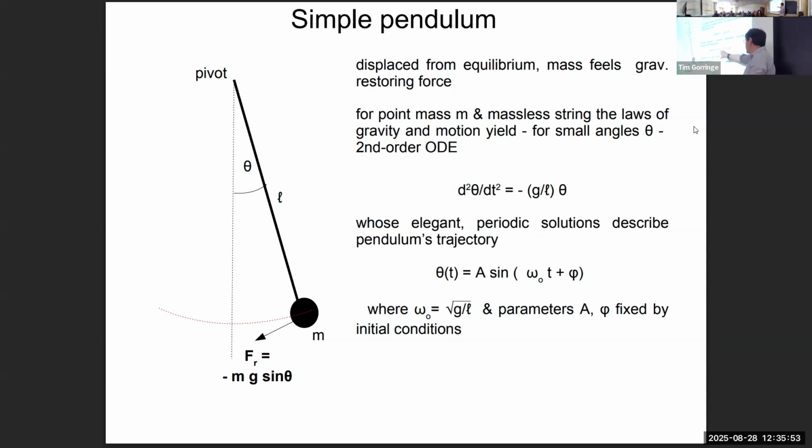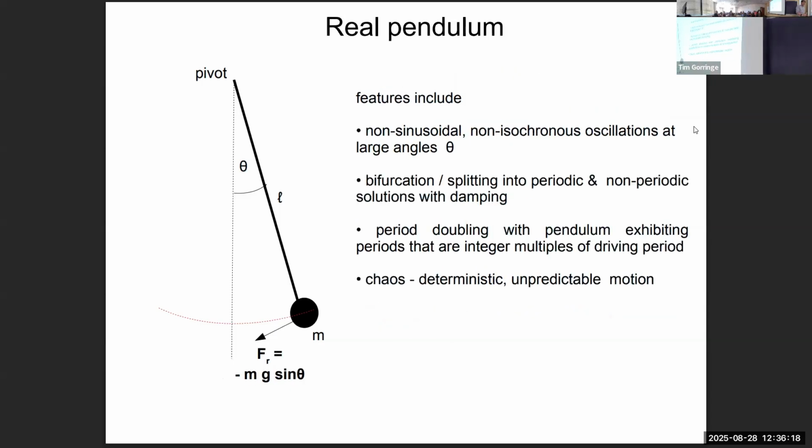There are parameters in this solution here. It's really an infinite family of elegant solutions. The parameters are the amplitude and the phase of these oscillations, and the amplitude and the phase are determined by the initial conditions that you release the pendulum with. So this is the simple pendulum. But no real pendulum is a simple pendulum. Real pendulums experience additional forces beyond the gravitational restoring force.